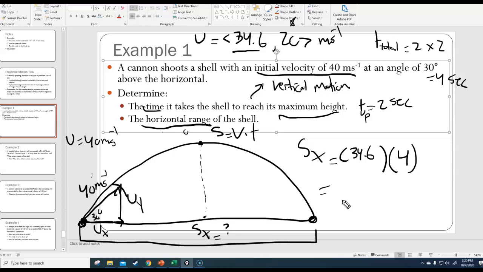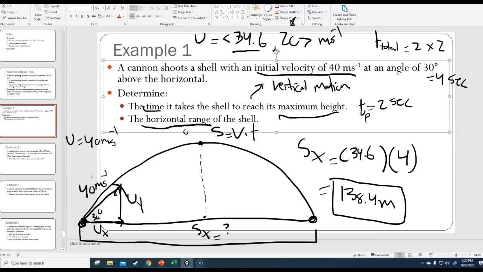Okay, so I go to my calculator, I do 34.6 times 4, that's going to be 138.4 meters. And that is the answer to my second question. That is a projectile motion question. Okay, congratulations, you've now seen your very first projectile motion problem. Pause it there if you need to look at that some.